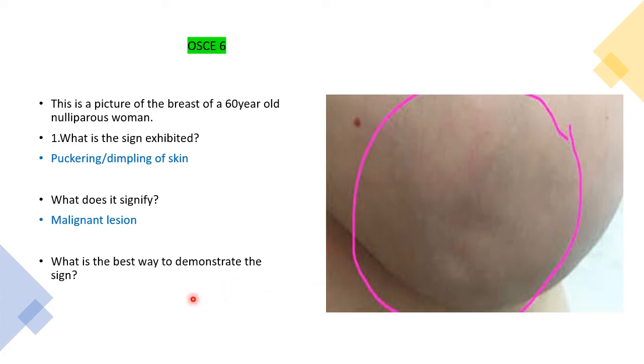The best way to demonstrate the sign is to elevate the arms above your head, and that will make the dimpling more prominent, and the prominence decreases as the patient lowers the arm back. It must be stressed that in a 60-year-old or an elderly woman, a breast lump with puckering is a definite sign of underlying carcinoma. It should not be missed.